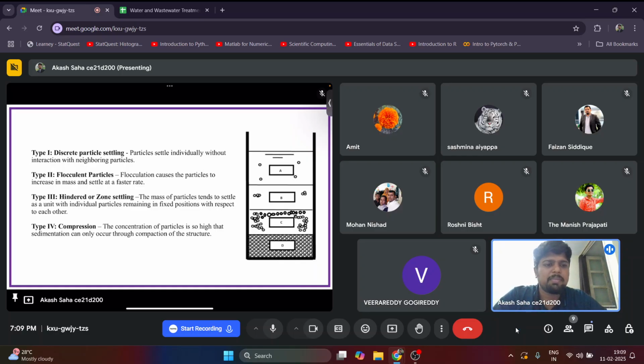Am I able to make it clear? Yeah, so there is a minute difference between 3 and 4. Basically the concentration of particles will govern this, based on the concentration and whether you are adding some coagulants or not, and how the particles are interacting with each other. As we move from one zone to another, the concentration of particles is increasing, and in type 4 it is so much that they try to compress each other.